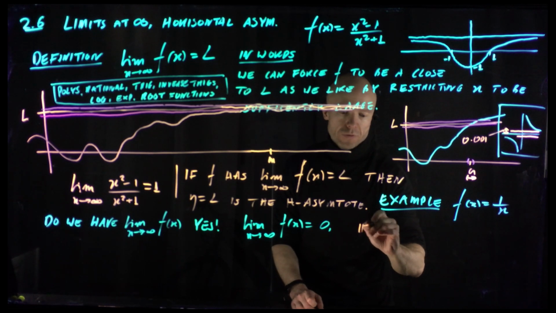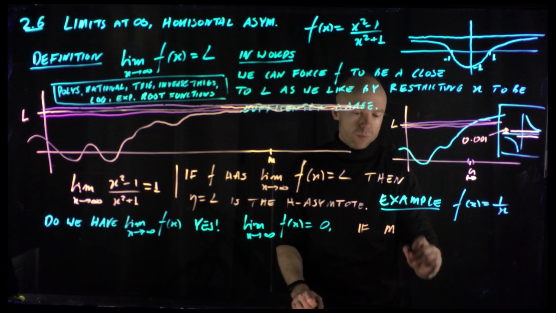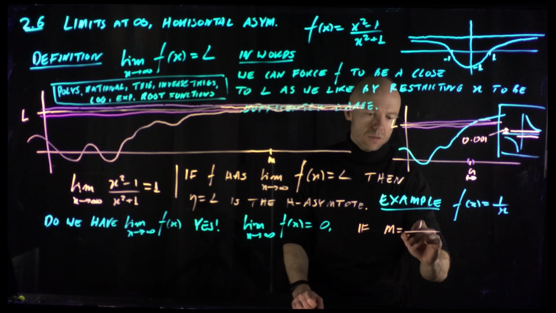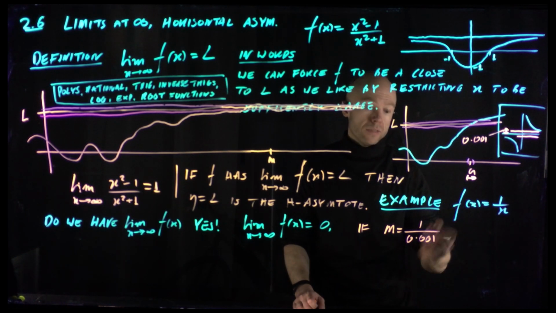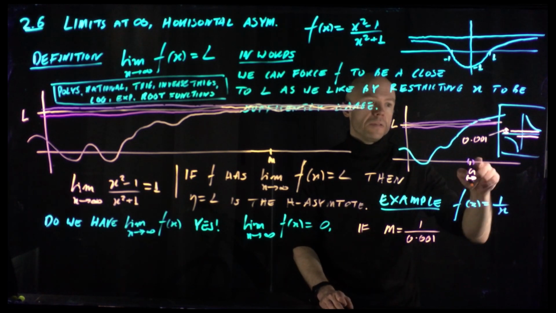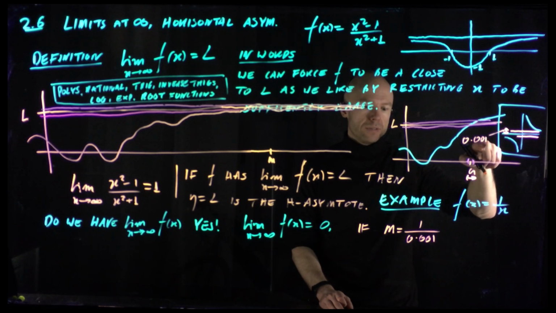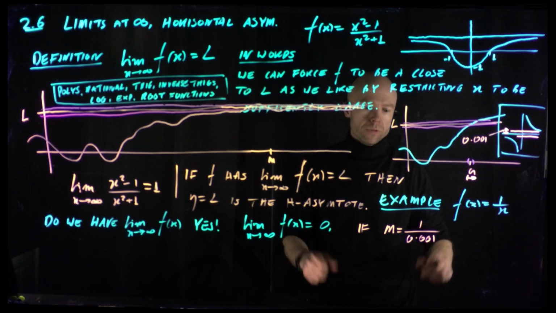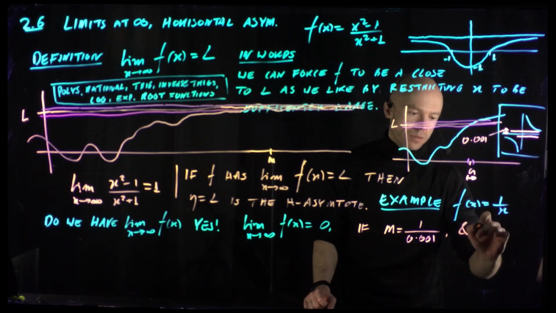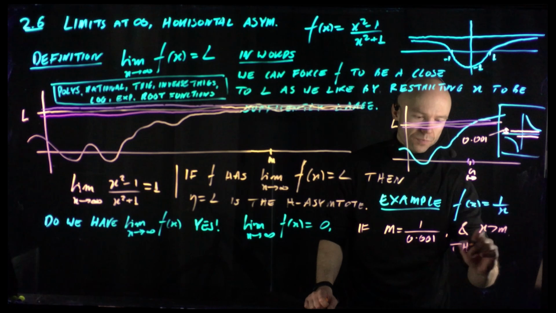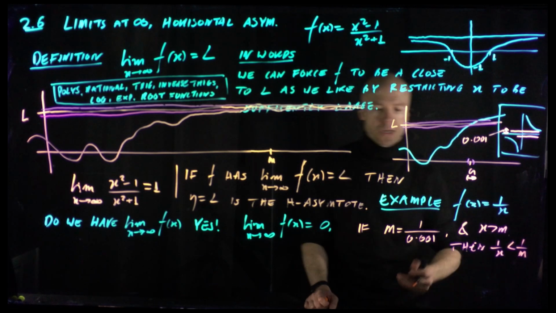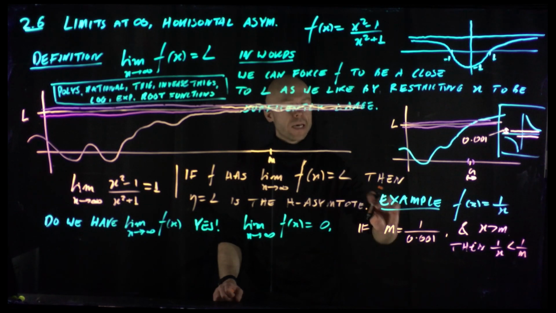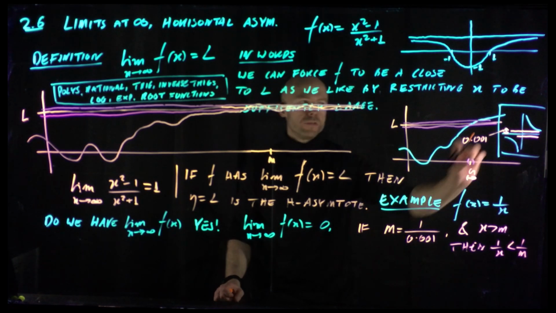So if you just take m to be 1 over 0.001, then you will be fine, right? Because if x is bigger than this number, then 1 over x will be less than this, right? And you're there. So if x is bigger than m, then 1 over x is less than 1 over m, which is the number you're interested in. So in this case, it's very easy to see that you can get within any thickness of 0 that you want.